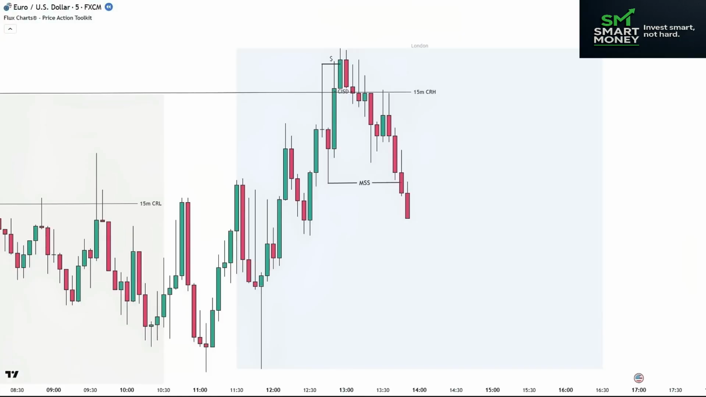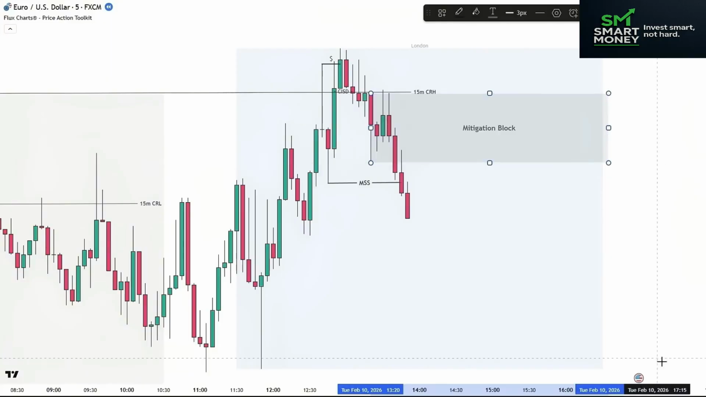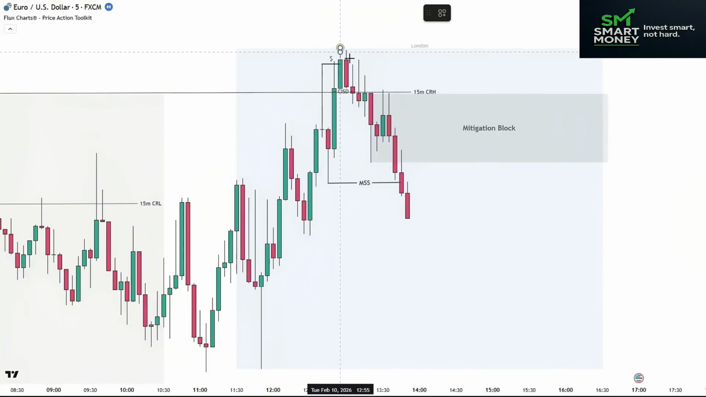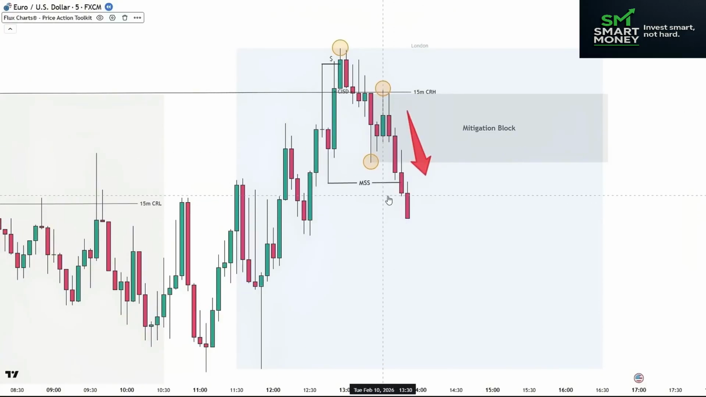Now on the 5-minute chart, the setup looks even cleaner. We have the liquidity sweep above Asia, price drops back inside the CRT range, and then forms a clean bearish 5-minute mitigation block. We have a swing high, then a swing low, followed by a lower high, and finally a bearish displacement that closes below the first low. That confirms the bearish mitigation block.